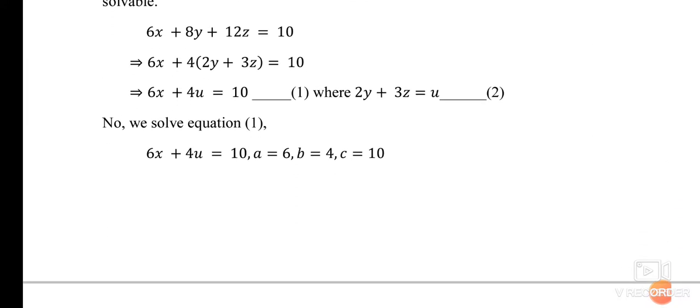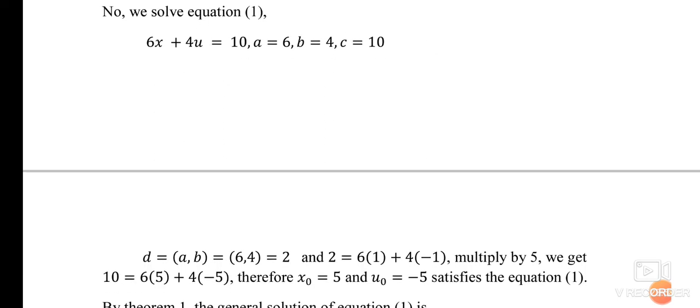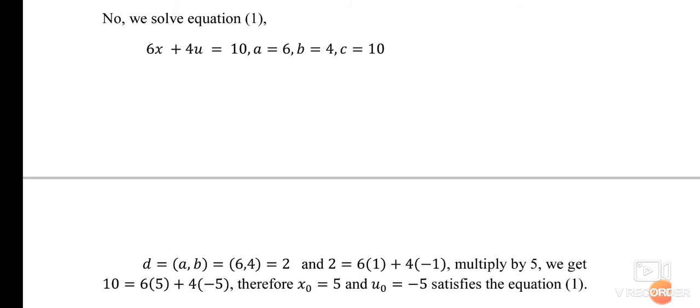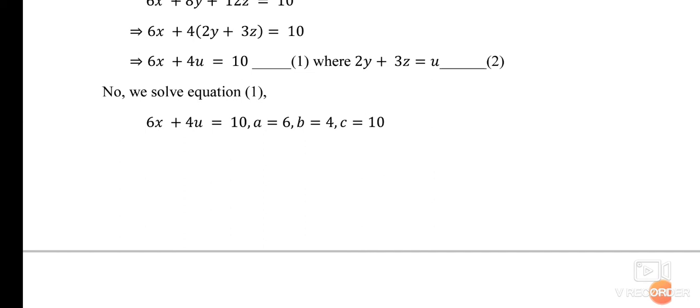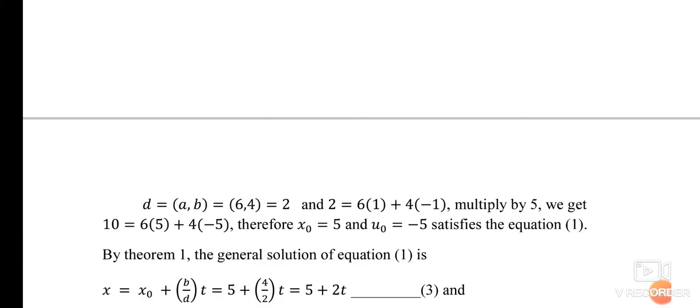So 6x plus 4y equal to 10. Here a is 6, b equal to 4, c equal to 10. So the GCD of a, b is d, which is equal to GCD of 6 comma 4, which is equal to 2. So now we write 2 as a linear combination of 6 and 4. We can write this as 6 into 1 plus 4 into minus 1. So here see the first equation, the constant term is 10, but here we have 2. So multiply 5 both sides. So we get 10 equal to 6 into 5 plus 4 into minus 5.